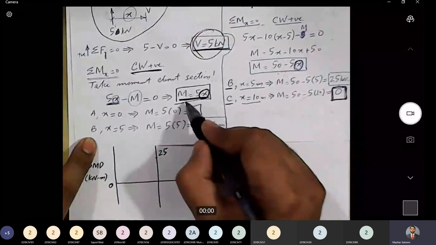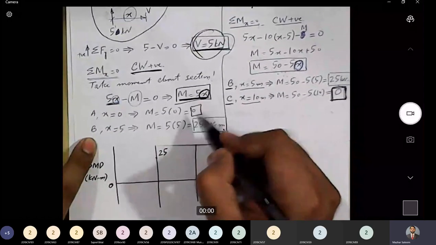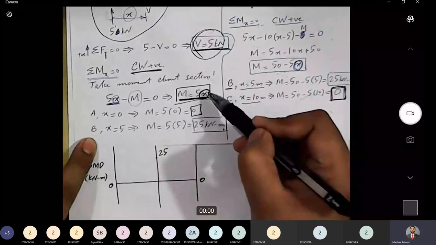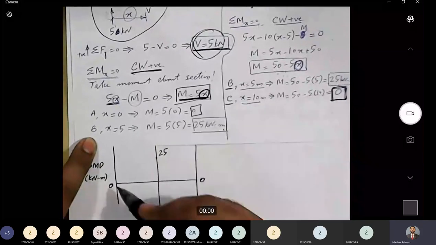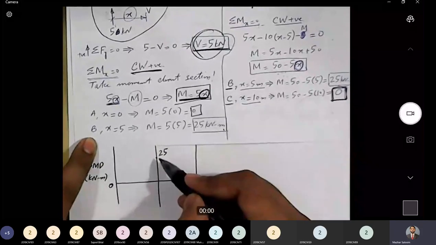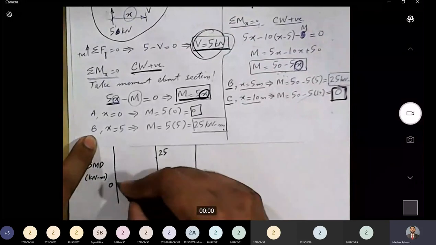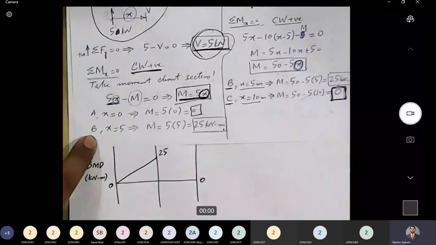This is the equation of bending moment for portion AB that we just discussed. How much is the degree of this equation? M is equal to 5x. How much is the power of x? Power of x is 1. So if power of x is 1, it means that it is a linear equation. So the line joining point A to B should be a straight line, a linear line or first degree line. So it should be something like this, a straight line.